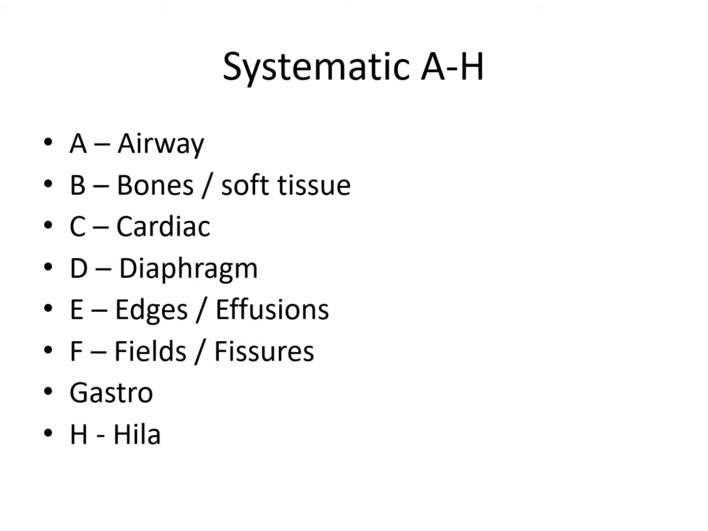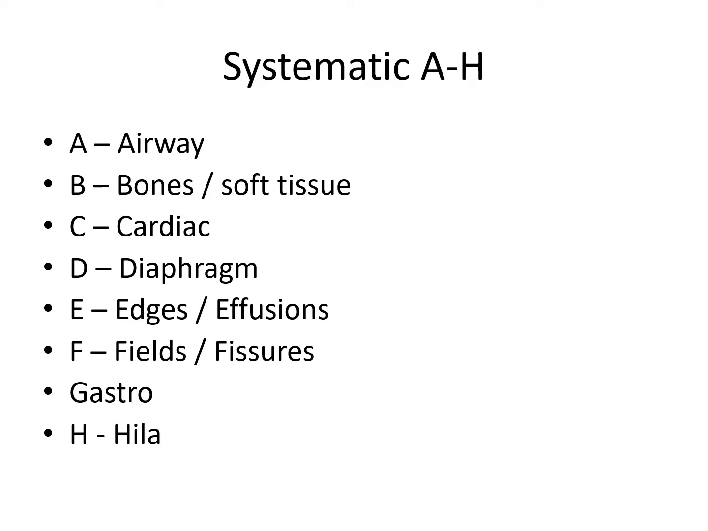When you're reviewing a chest x-ray, you can go through a systematic method of A to H. Starting with A, this includes your airways. We're looking at whether they've got an additional airway in place, such as an ET tube or a tracheostomy, and if they've got a shift of their airway.